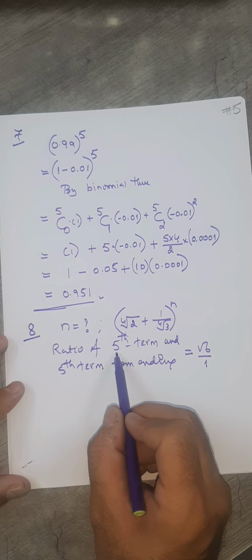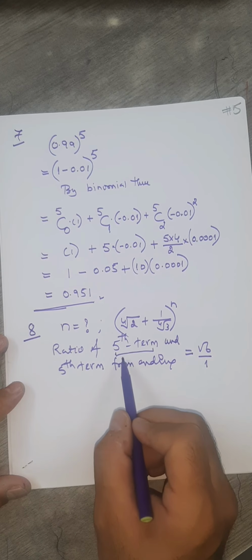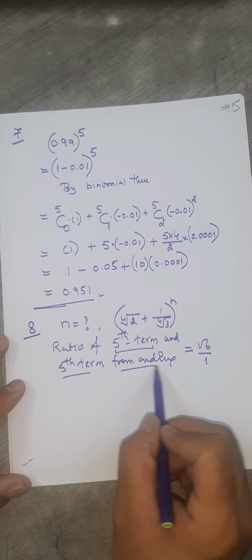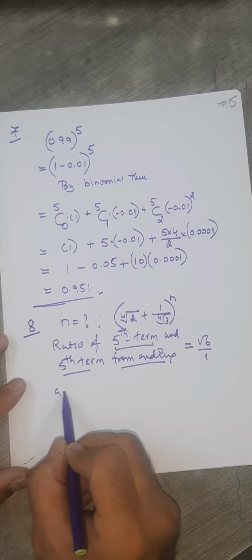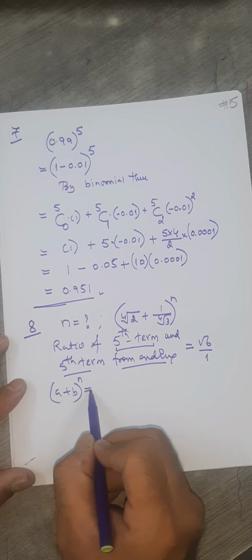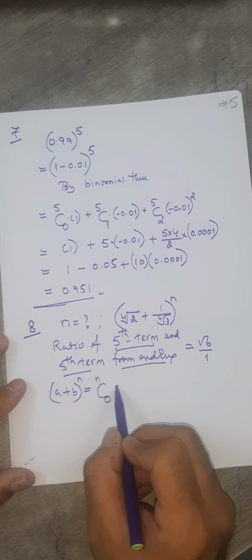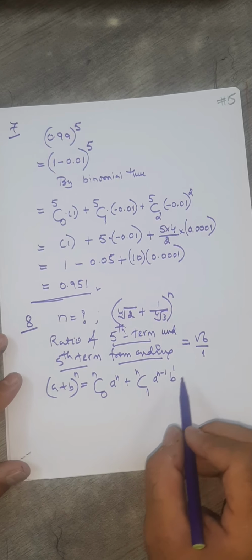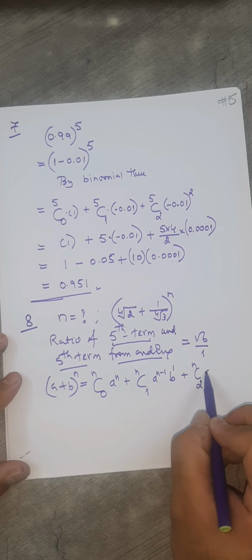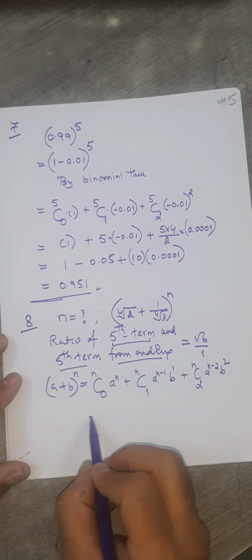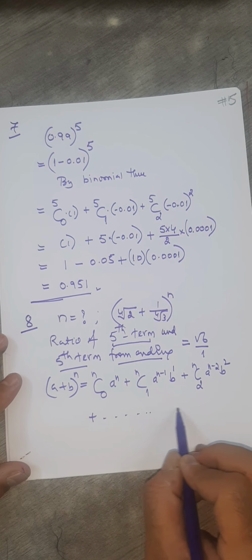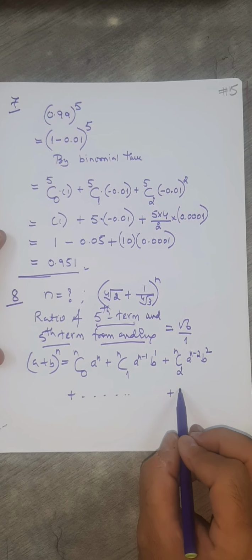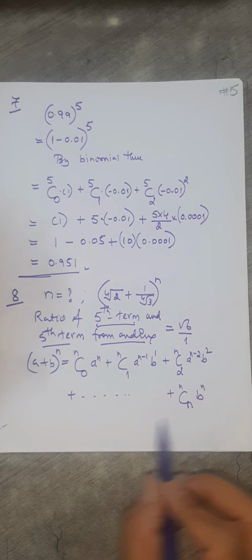Okay. Now fifth term from the beginning, which is obvious, t5. And fifth term from ending, if you just want to understand, let's recall this. I'll just write the general binomial expansion. nc0 a raised to n. nc1 a raised to n minus 1 b raised to 1. nc2 a raised to n minus 2 b square. And so on. Let me write here last term. If I write last term here, that is ncn b raised to n.